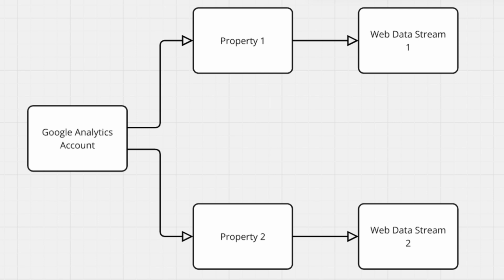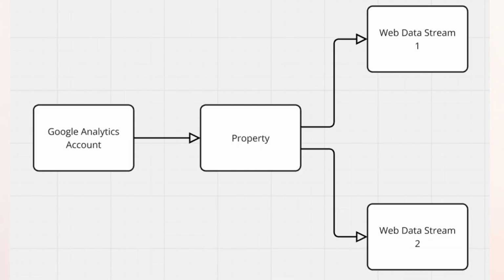You can create two properties and then create a data stream for each of those properties, which will measure activities for both your websites. Or, if you want, you can create one property with two data streams for both of your websites. There are a number of ways you can structure your account in analytics, and this is very important because you want to track your data accurately. So how you structure your account becomes very important in Google Analytics 4.